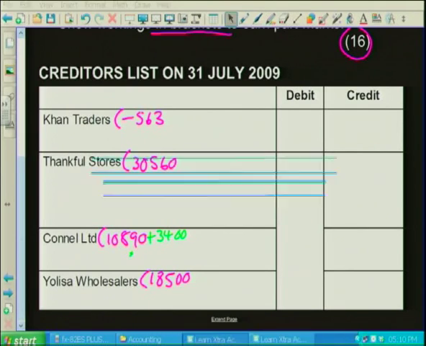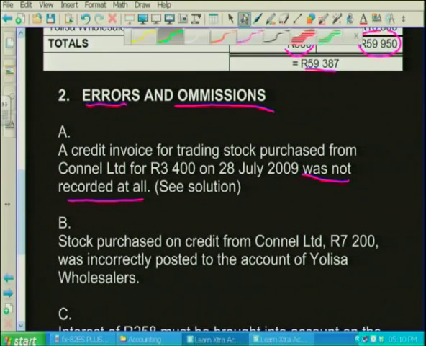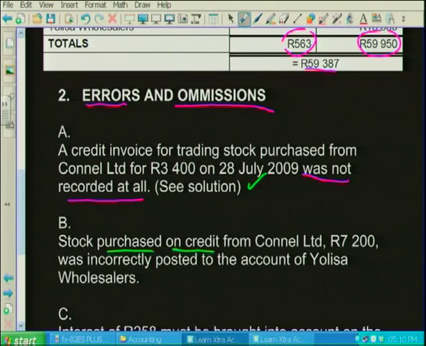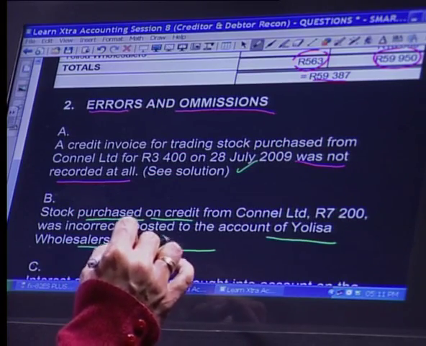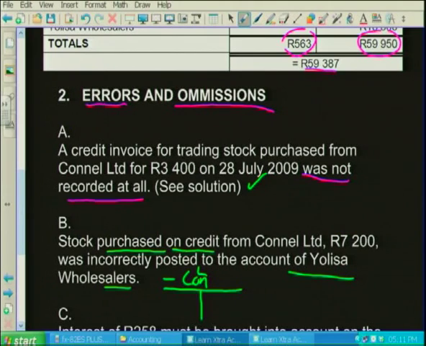Let's now look at our next error. So we're done with the first one. Right, the second error, or error B: stock purchased on credit from Canal Limited for 7,200 Rand was incorrectly posted to the account of Ulisa Wholesalers. We came across this when we were looking at debtors. Again, guys, let's quickly draw two T accounts and understand exactly what has happened. We've got Canal Limited, which is a liability, a creditor, minus plus, and then we've got another creditor, Ulisa Wholesalers, which is also a liability, minus plus.